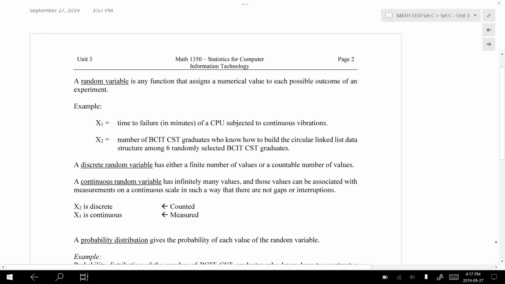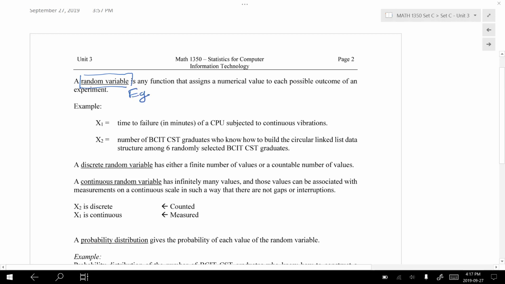I want to talk a little bit about discrete distributions today. But first, it might be worthwhile to talk a little bit about distributions in general. So we have to define this notion of a random variable. This is some sort of function that's assigning values to the possible outcome in a particular experiment.